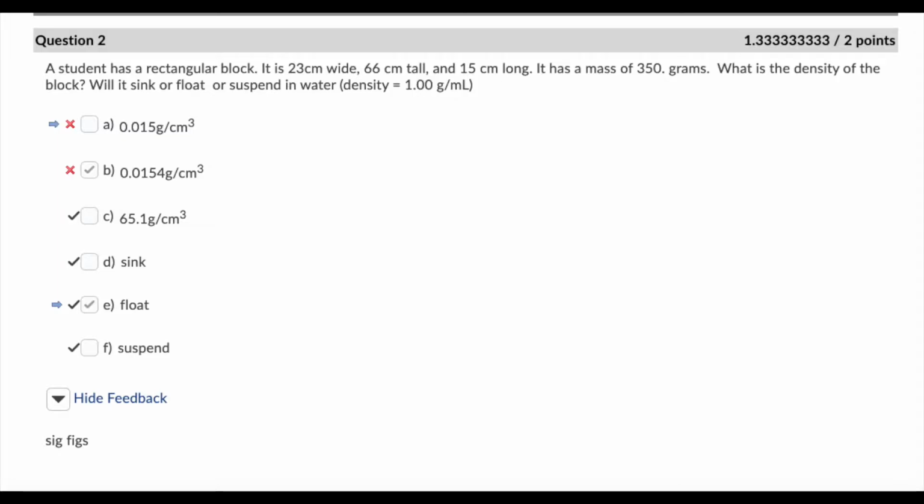So here we go. Here's my first mistake. It's question 2. We're off to a great start. So this question is, a student has a rectangular block. It is 23 centimeters wide, 66 centimeters tall, and 15 centimeters long. It has a mass of 350 grams. What is the density of the block? Will it sink or float or suspend in water? Density equals 1 gram per milliliter.